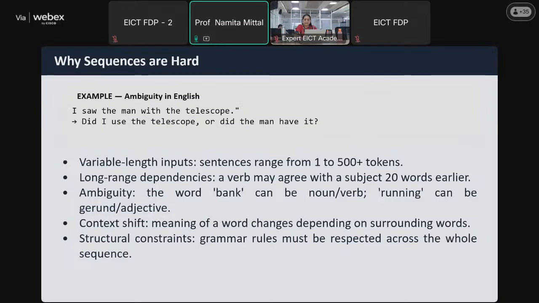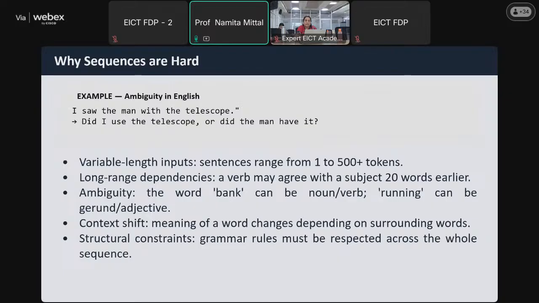So variable length input sentences, ranging from 1 to 500 plus tokens, are possible. So many ambiguities. A small sentence like I saw the man with the telescope has two possibilities. I saw the man with the telescope on the hill now has 4 possibilities. And if we keep on adding, we can have many more ambiguities in the same sentence if we have more than 500 tokens. So there are long range dependencies: a verb may agree with the subject 20 words earlier. Ambiguities make it harder: a word can be a noun or a verb, like the word bank. Banking is a good deal, right? Banking is a good habit, or bank, it is a noun.